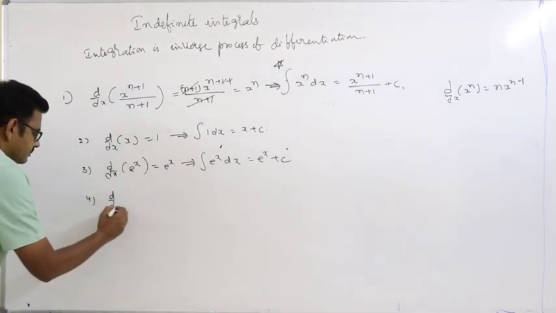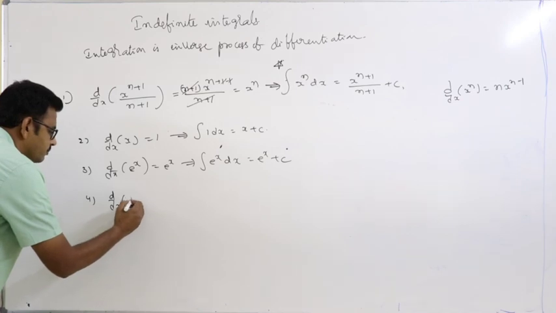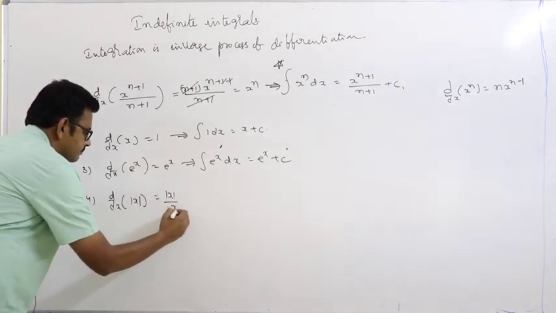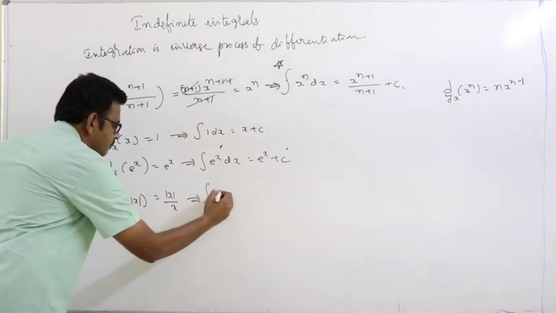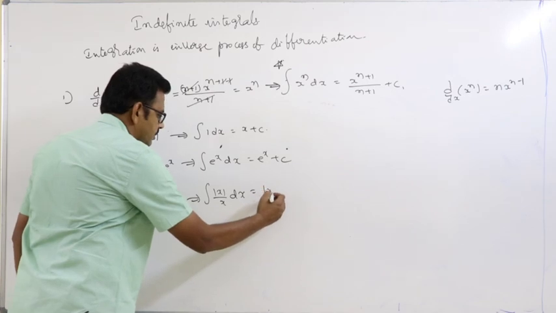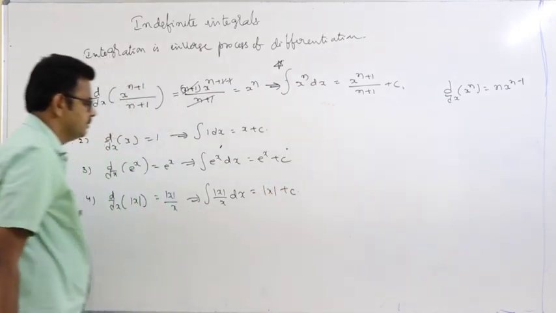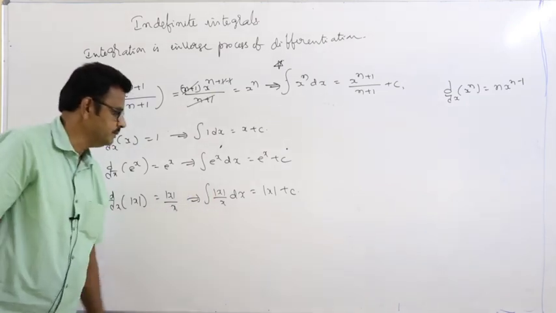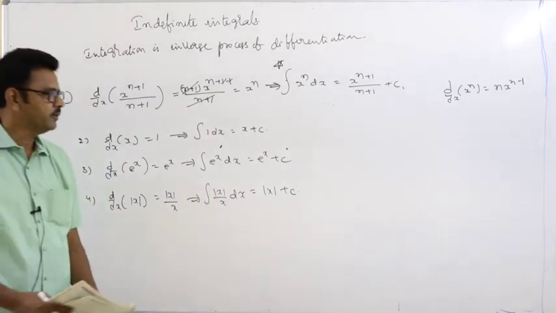Derivative of mod x is equal to mod x by x implies integral mod x by x dx is equal to mod x plus c. Derivative of mod x equal to mod x by x. I think all of you know mod x.